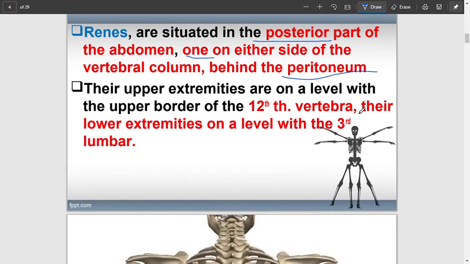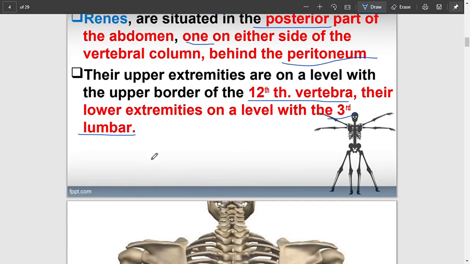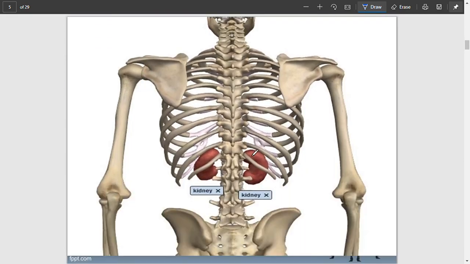Their upper extremities are at the level of the upper border of the 12th vertebra, and the lower extremities at the third lumbar. Meaning they are between the 12th thoracic and third lumbar. The right kidney is slightly above the left one because of the liver.